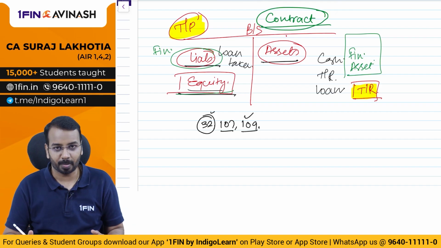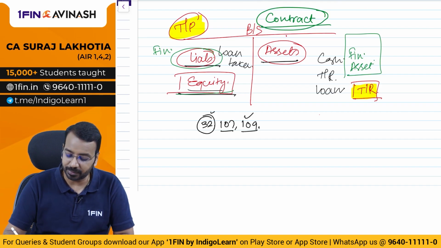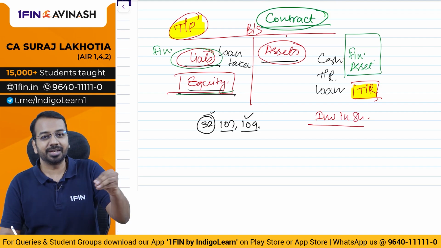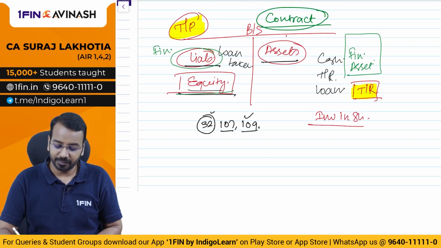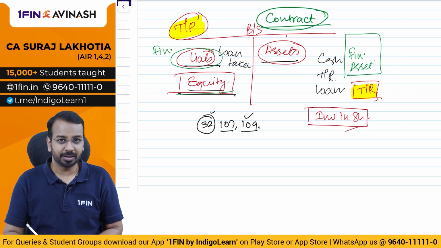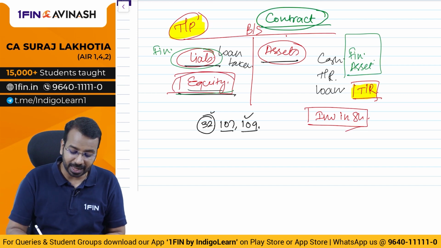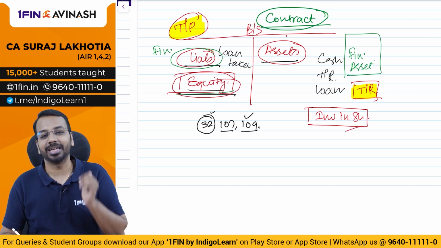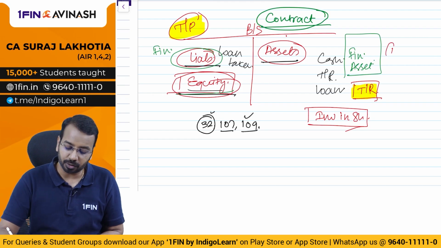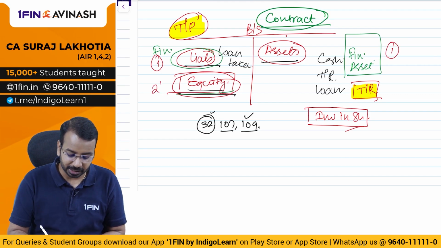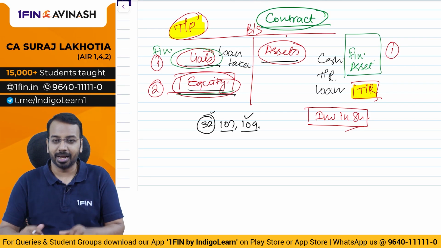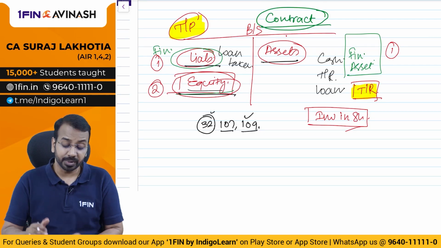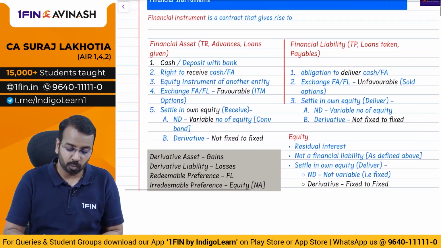Similarly, if you have something like, let us say, investment in shares. I have invested in shares of Reliance. This becomes my financial asset, and correspondingly for Reliance, under equity, it becomes an equity component. So financial asset on one side, financial liability or equity on another side. This is the crux.